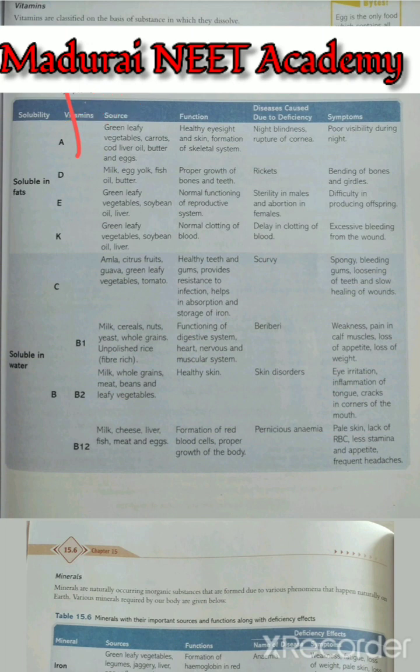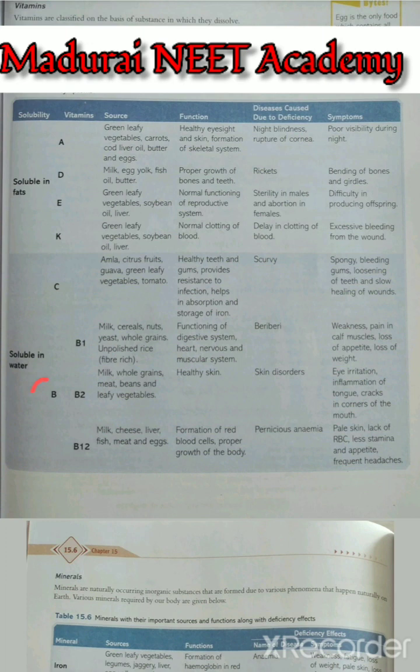The main disease caused due to vitamin C deficiency is scurvy, that is bleeding of gums, loosening of teeth, and slow healing of wounds. Your gums will become spongy and will start bleeding. That is the symptom of scurvy disease.